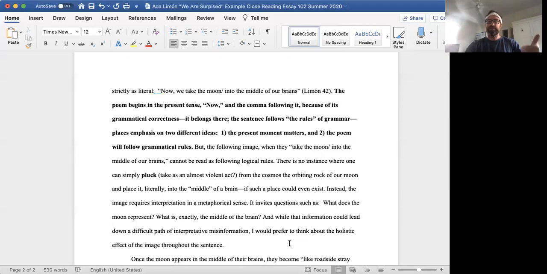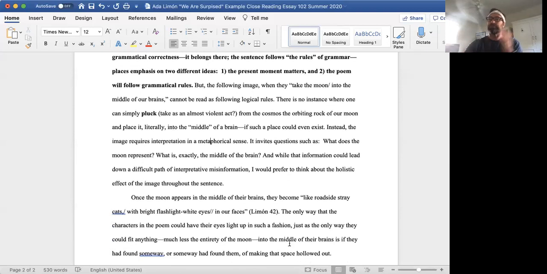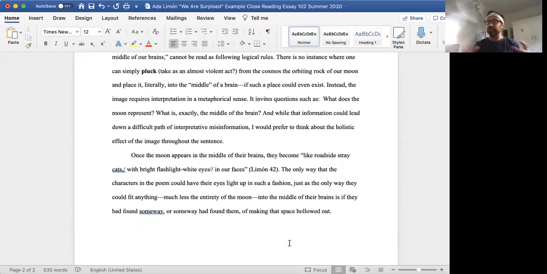And while that information could lead down a difficult path of interpretive misinformation, I would prefer to think about the holistic effect of the image throughout the sentence. So basically what I'm saying is yes, we can sit here and talk about what is the metaphor of the moon, what's the metaphor of the brain, what's the metaphor of the middle. We can do all of that, and I think that could be an important bit of work, but I actually want to just look at the whole image and see if I can't come up with a larger reading. "So once the moon appears in the middle of their brains, they become like roadside stray cats with bright flashlight white eyes in our faces."